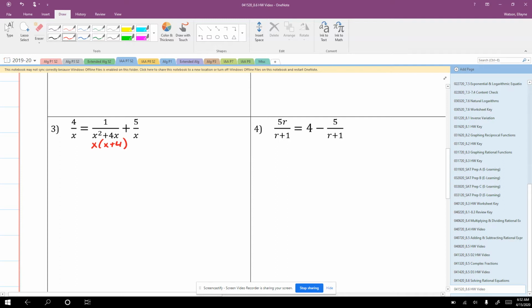So to find the LCD, you need first off an x. The second denominator has an x, but we already have an x in there, so we're not going to put the x again. But it does need an x plus 4, so we're going to put that over there. The third one has another x, but we already have an x, so we're not going to put that in there either. Now we have our LCD.